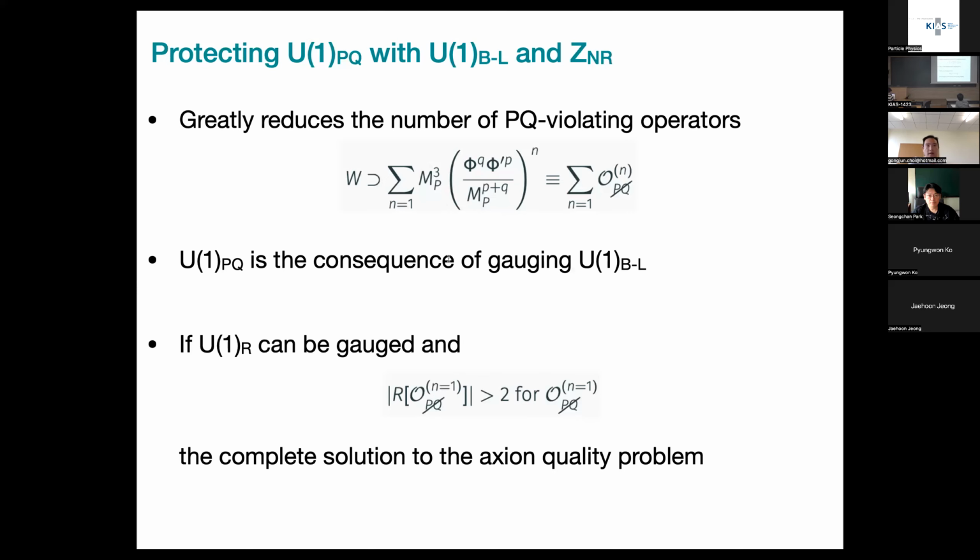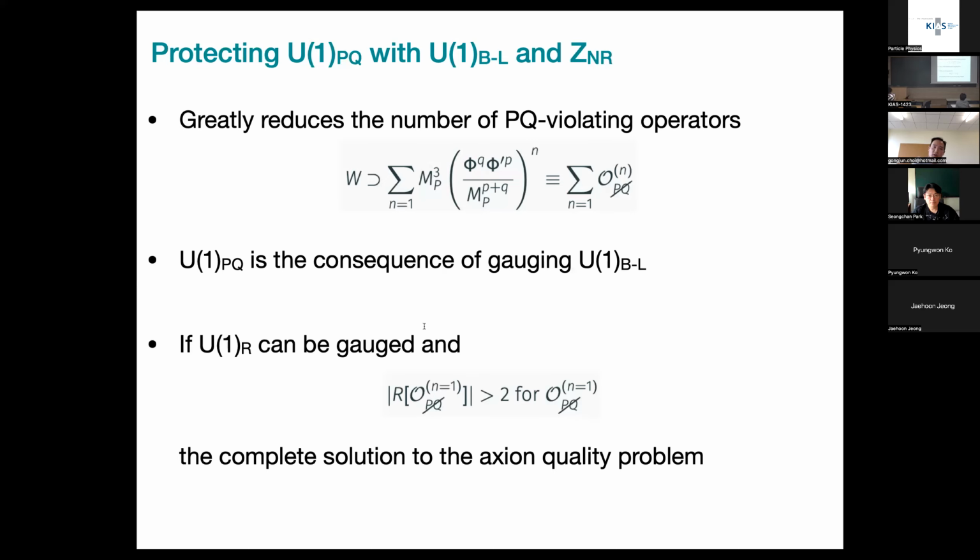As a next step, even if we reduce the number of problematic operators from infinity to a smaller infinity, there are still many dangerous operators. So the game is not over. We have to think about how we could further suppress the remaining operators, which respect Peccei-Quinn minus L symmetry, okay?